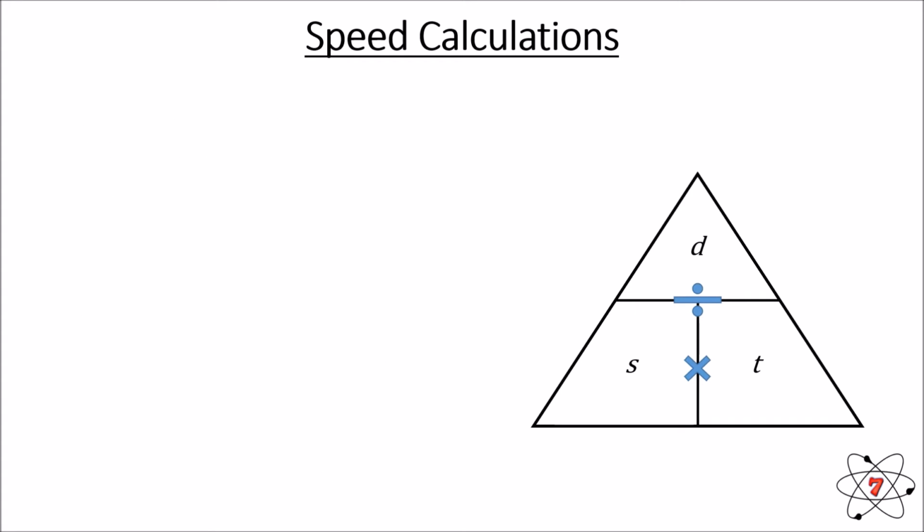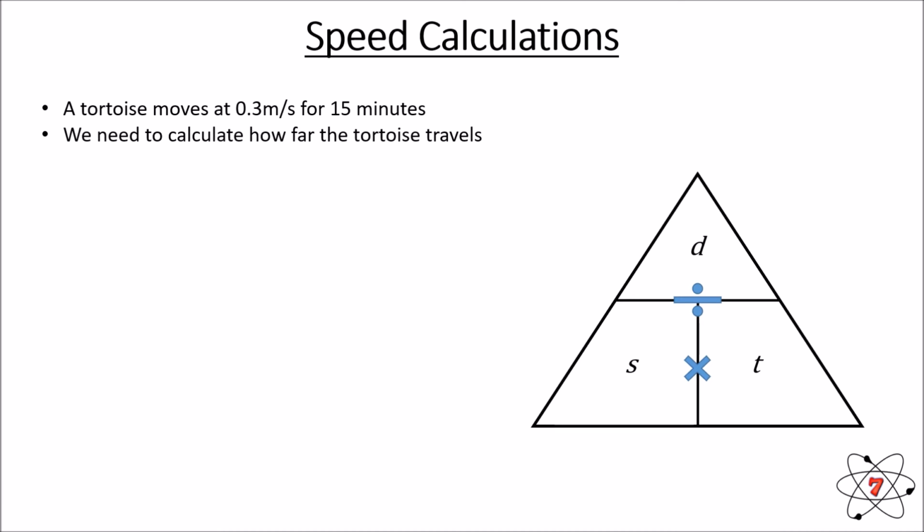Okay, so we're going to have a look at one more example of these speed calculations just to make sure we've really understood. So, a tortoise moves at 0.3 meters per second for 15 minutes. Now, that's a pretty fast tortoise, but that's okay. It's just to illustrate a point. So we need to calculate how far this tortoise actually travels. So we do what we've done before. We take speed, distance and time, and we put the information that we know into these numbers.